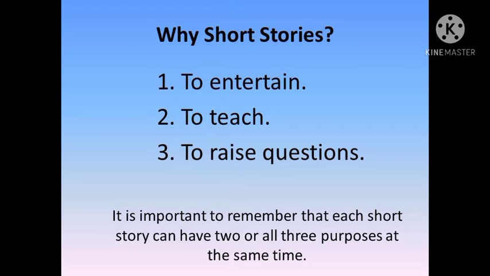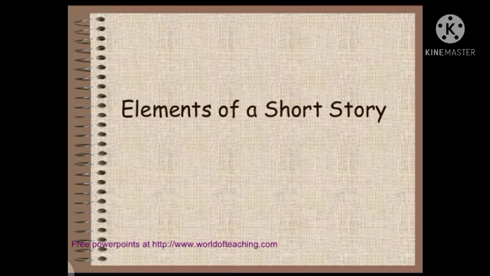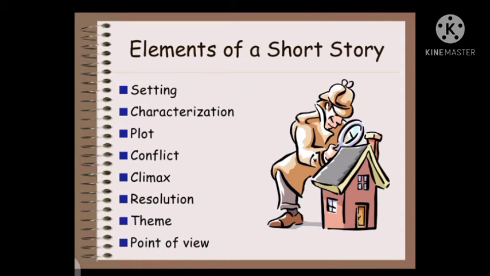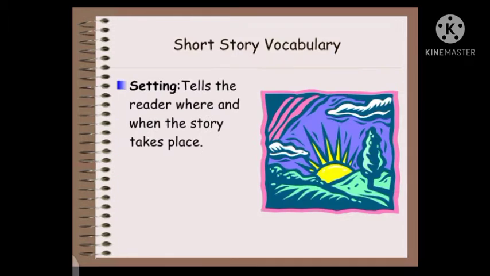You wouldn't bake a cake without knowing the ingredients, right? So before you write, it helps to know the ingredients of a story. The ingredients of a story means the elements, the 8 basic elements of writing a story. And these elements are setting, characterization, plot, conflict, climax, resolution, theme, and point of view. Now we will see these elements in detail.